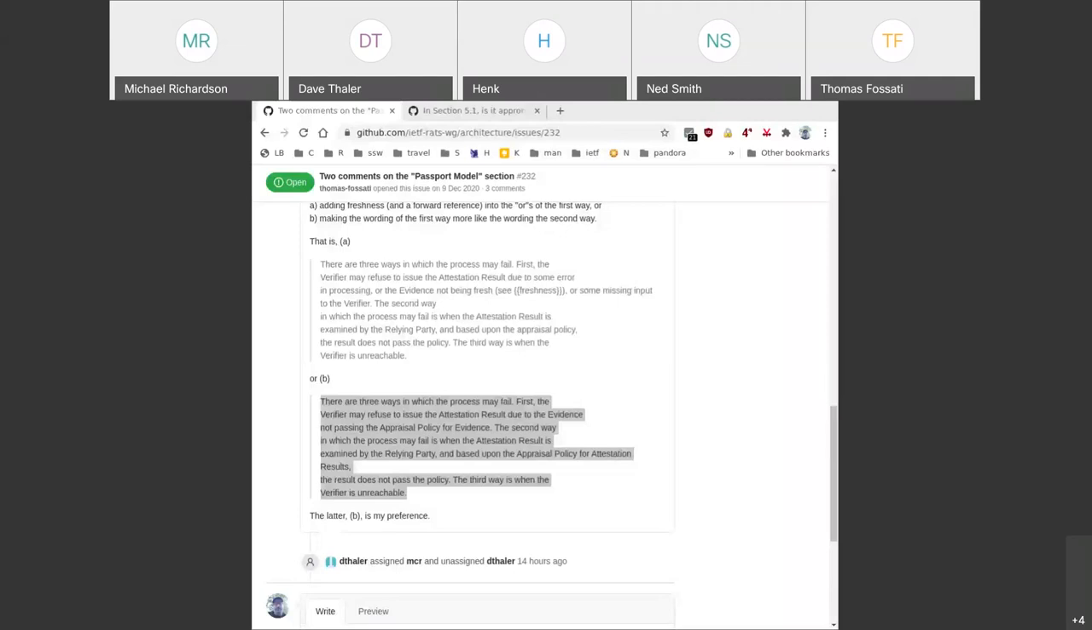So are we critiquing A and B and trying to pick between the two? Or are we editing one of them? There's the original text, which is the one that's quoted at the top of the issue. There's A, which does something along the lines of what the filer was suggesting with adding a reference to freshness and so on as being another reason that it could fail at the verifier. Or there's B, which would be my preferred way to address it, which does not add a forward reference to freshness. In fact, it removes some detail that's present elsewhere in the document.